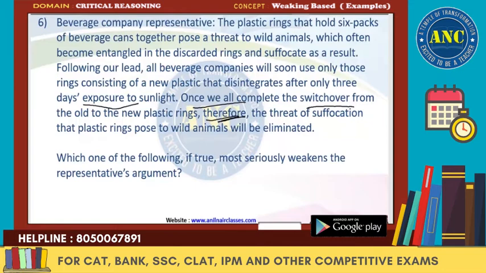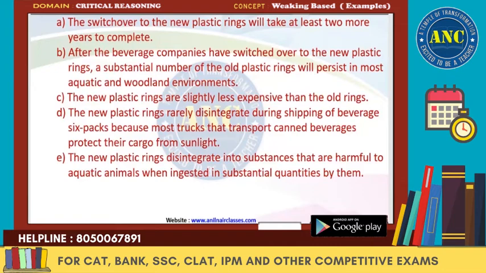But to personalize this argument, we have to ask ourselves, are there any holes in this argument? Because there are many. The most obvious hole here is: what if an animal becomes entangled in the new rings even before they disintegrate, during these 3 days? So let us look at the options. Look at option B.